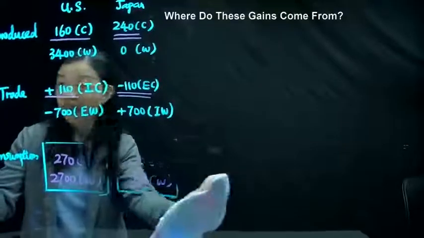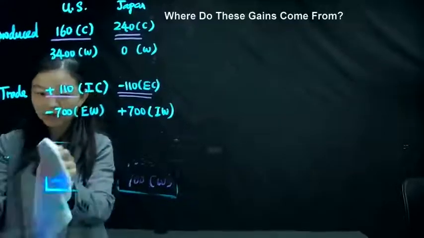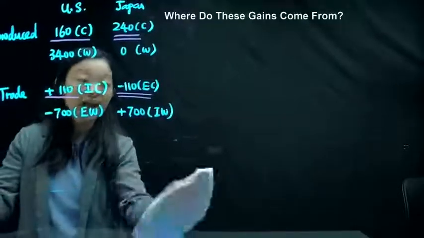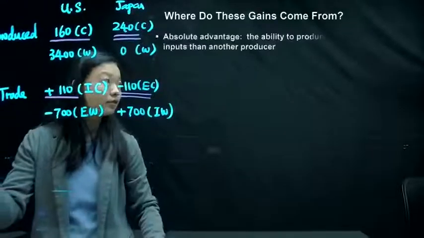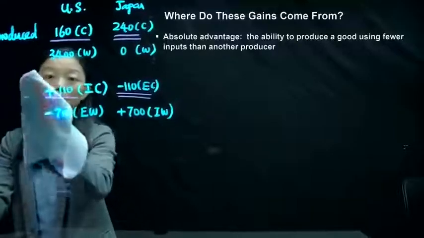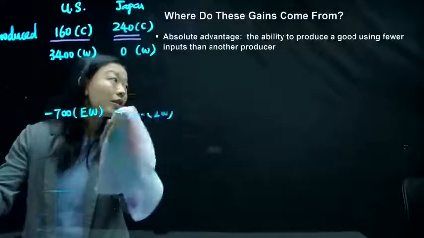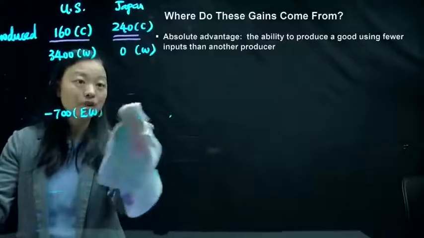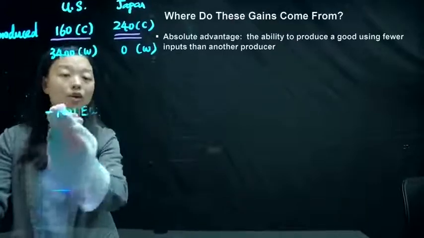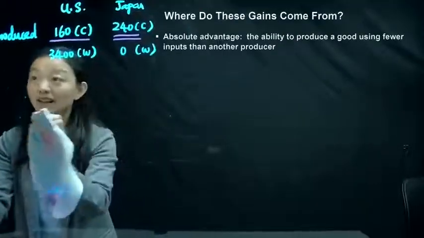Where do these gains come from? We know these two countries can gain from trade, but is there any mechanism behind the trade? We would like to talk about two advantages. The first one is absolute advantage. Absolute advantage means the ability to produce a good or service with fewer inputs than another country.